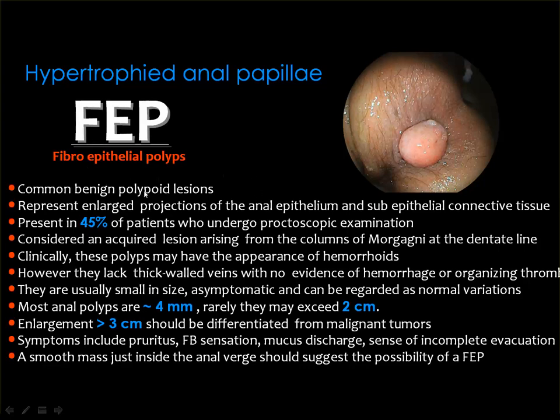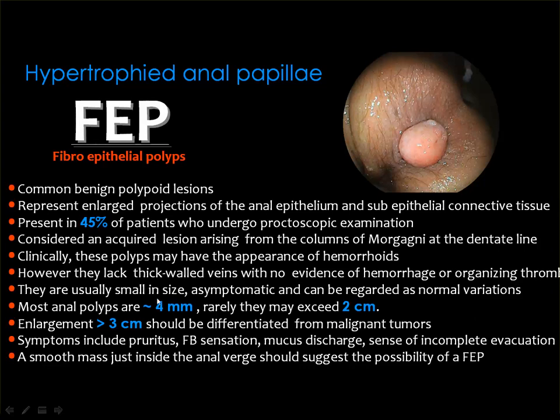This is a benign lesion and is seen in about 45% of patients undergoing proctoscopic examination. It is considered an acquired lesion arising from the columns of Morgagni at the dentate line. The polyps may appear clinically as hemorrhoids. They lack the thick wall veins of hemorrhoids with no evidence of hemorrhage or organizing thrombi.